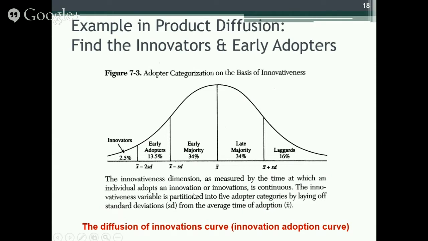Innovativeness is the time at which an individual adopts. It's continuous, and it's partitioned into 5 adopter categories by laying off standard deviations from the average time of adoption, okay? So in this instance, the mean, X bar, is the average time of adoption, and this curve is based on standard deviations from it. So standard deviation is right there, okay? This is not just a random concept that we use to have a bunch of numbers. This is a concept that we use in applied marketing.